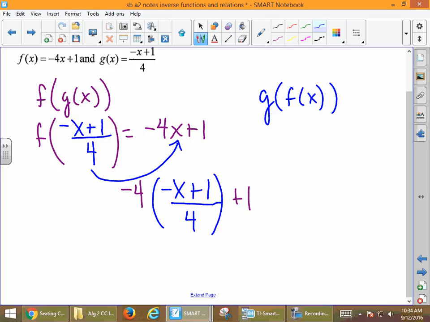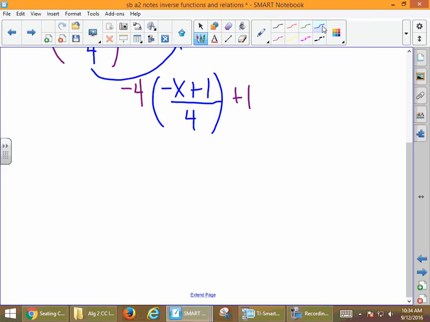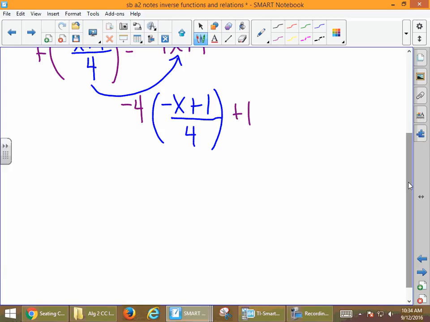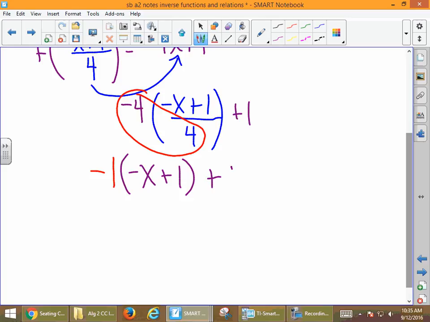And here's what's causing a little bit of trouble. Hopefully you know this, but if you don't, we can divide. This is negative 4. Negative 4 divided by 4 is negative 1. And we still have what's in this parentheses here, negative x plus 1. We were able to eliminate the fraction. And then we still have our plus 1 over here.